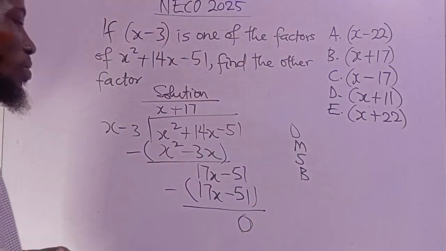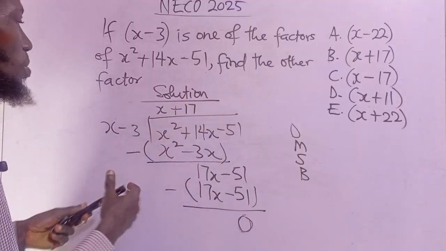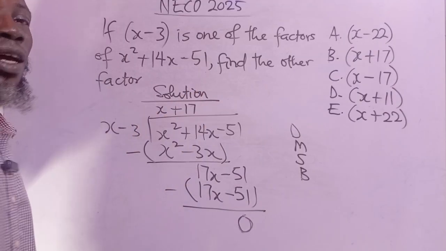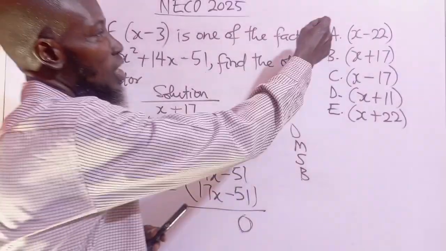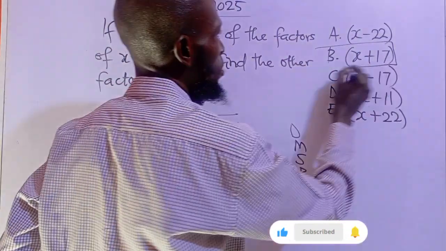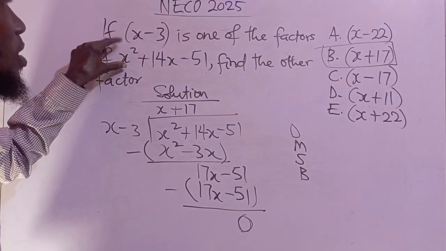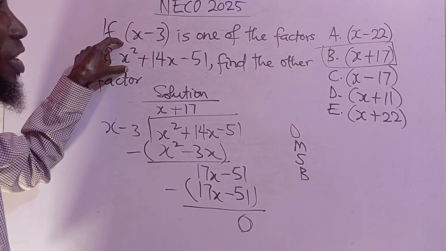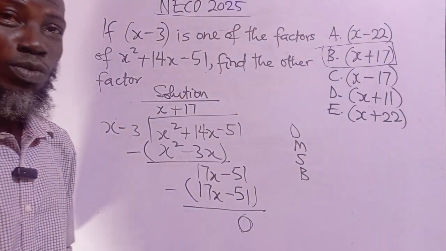So we can see this is the long division process. And from there, our answer is x plus 17. So if you look at the options, the correct option is option B. So the other factor of this expression is x plus 17. I hope you got that.